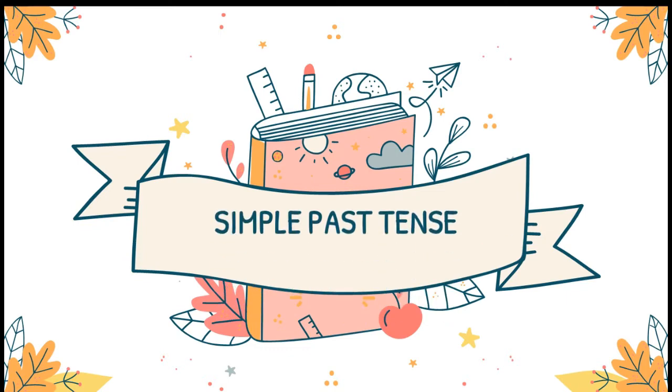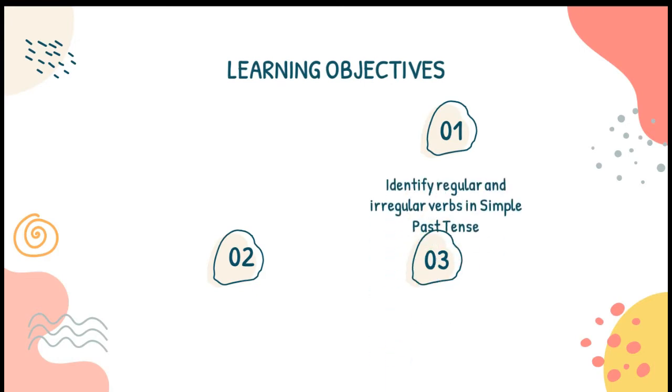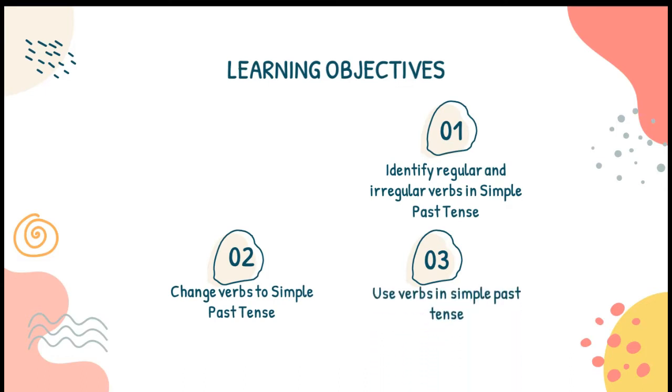Okay. Before we come to the lesson today, there are 3 objectives that you need to know. The first is identify regular and irregular verbs in simple past tense. The second, change verbs to simple past tense. And the last, use verbs in simple past tense. So, are you ready to study today? Let's get started!